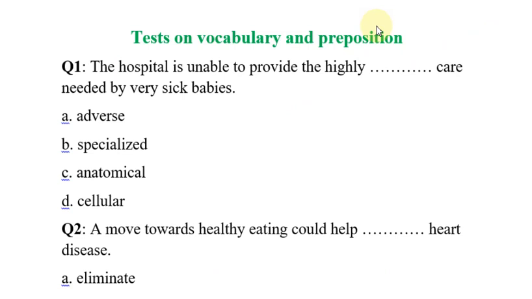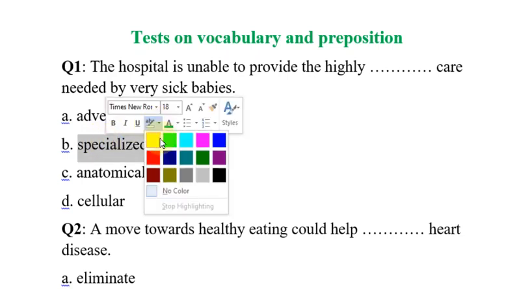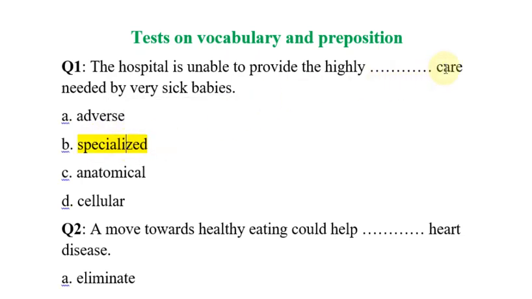Now that we have covered the most important vocabulary items, here we have some tests. We have 3 tests, multiple choice tests. Let's get to the first one, which is related to adjective. The hospital is unable to provide the highly blank care needed by very sick babies. Adverse, not good. Specialized means trained. Anatomical and cellular. The best option here is specialized. Specialized care.